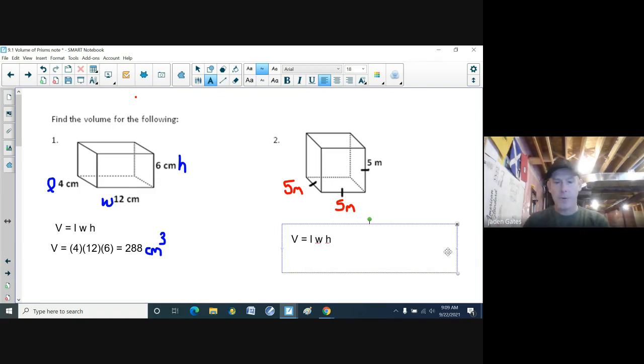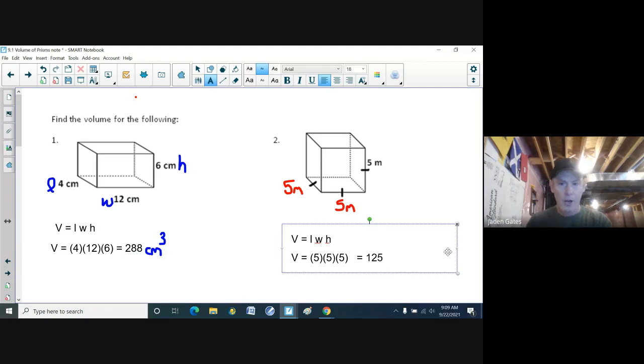Now the best part about this formula, or this shape, is that you can't really mess up substituting in because they're all the same value. So I've got a 5 times a 5 times another 5. There we go. All right, and let's see. So again, get my calculator here. Hit clear. I got 5 times 5 times 5. Well, 5 times 5 is 25 times another 5.